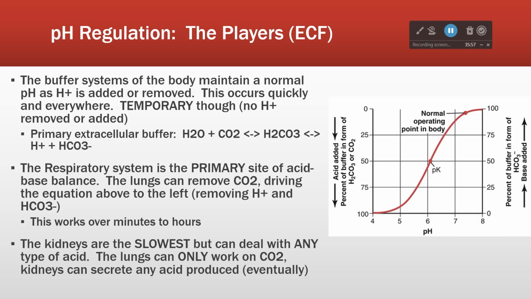Buffers. If we're going to have a stable pH despite adding and taking away a hydrogen ion, then we're going to need buffer systems. We have different buffers inside of cells than outside of cells. Our primary extracellular buffer is the one I just showed you, the carbonic acid buffer system, the bicarb carbonic acid buffer system.